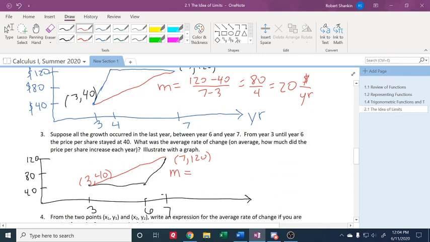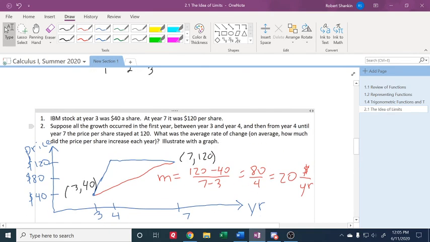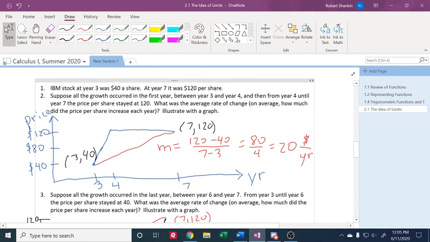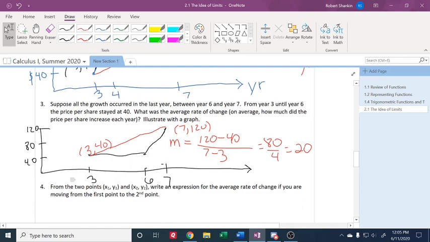So once again, we'll do M. We'll do the exact same thing. 120 minus 40 over 7 minus 3. 80 over 4, which is 20. We're going to get the slope, in both cases, we get the slope being 20 from the initial price to the final price from year 3 to year 7.